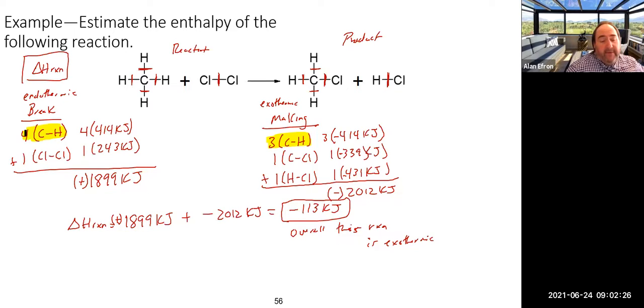Or if you don't want to get confused by that, just do every single bond, even though you technically didn't really break these 3 of these bonds because they were still made on the other side.